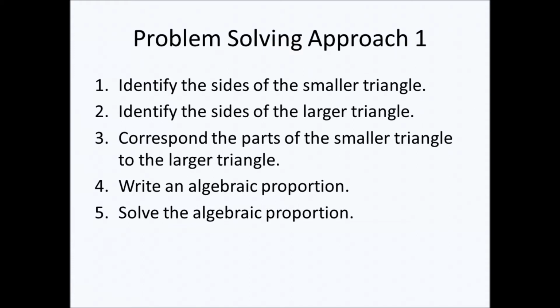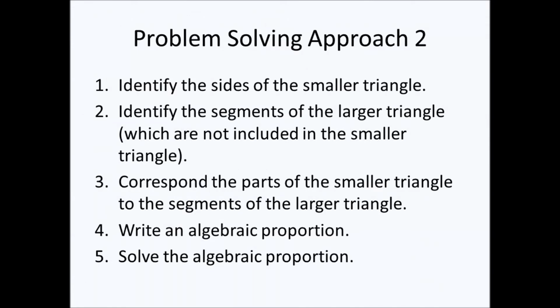First step is to identify the sides of the smaller triangle. The second step is to identify the sides of the larger triangle. The third step is to correspond the parts of the smaller triangle to the larger triangle. The fourth step is to write an algebraic proportion. And the fifth step is to solve the algebraic proportion.